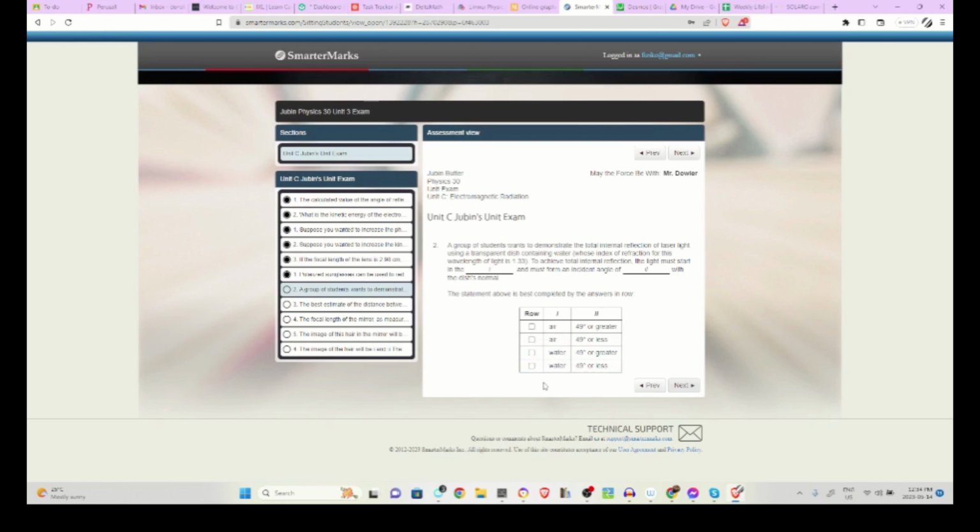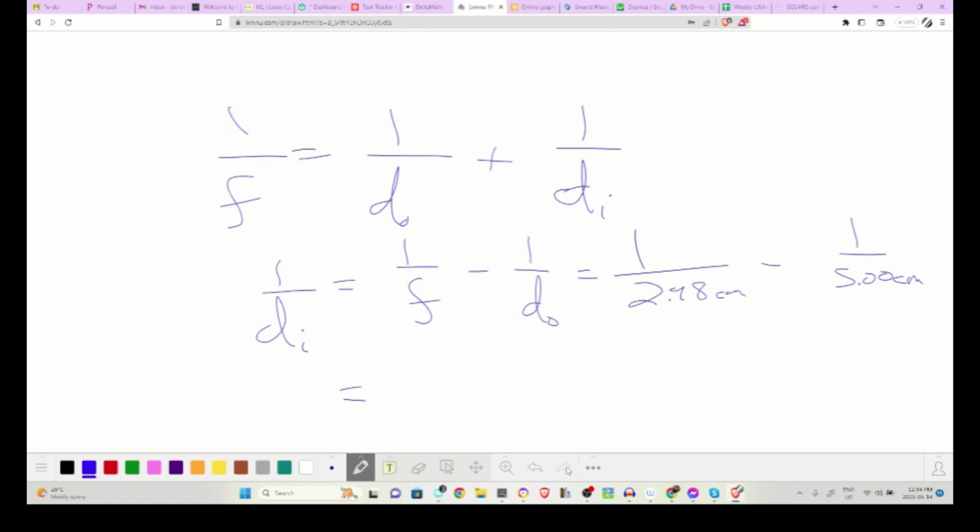Now, if you have 0 degrees, you never have refraction of any kind. It'll always pass straight through. So it can't just be 49 or less. It's got to be above the critical angle. We could solve for that critical angle. We don't have to with this problem. It's basically telling us it's 49 degrees.